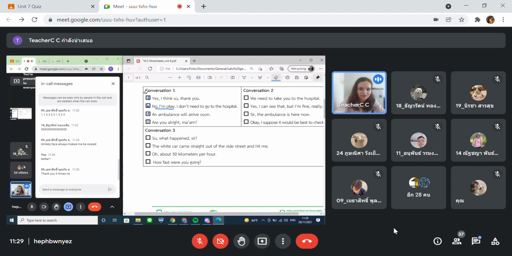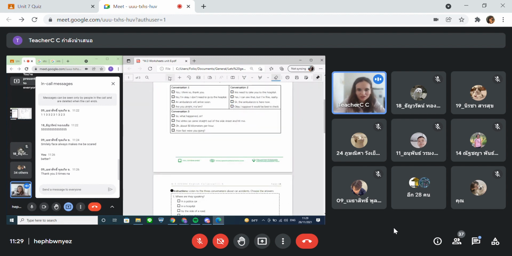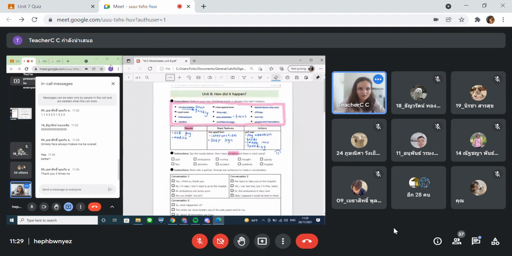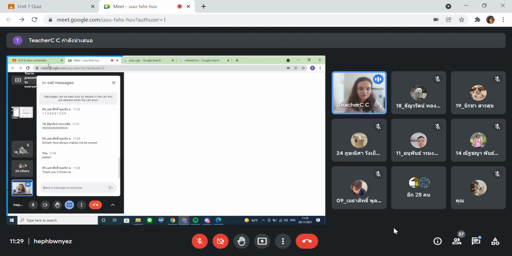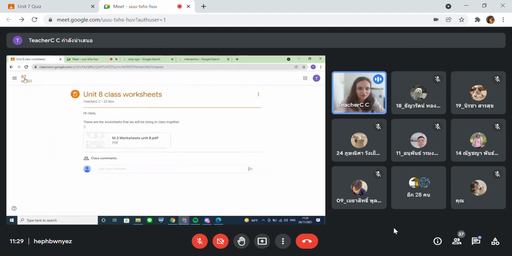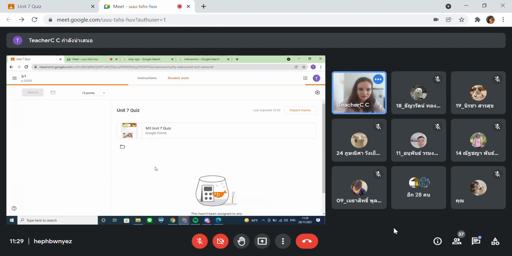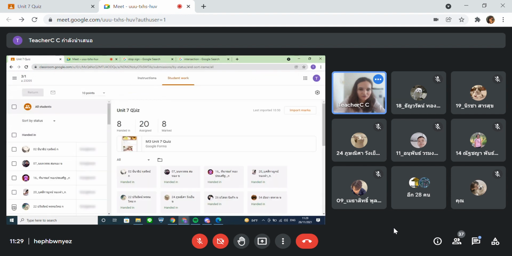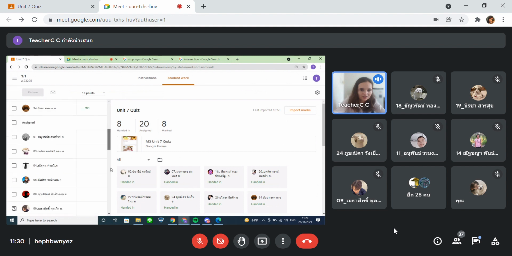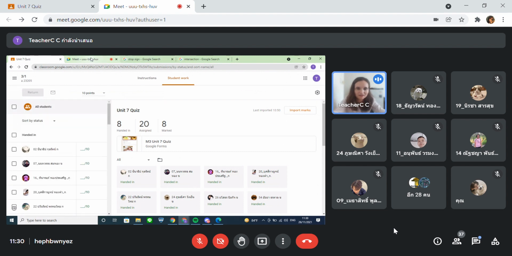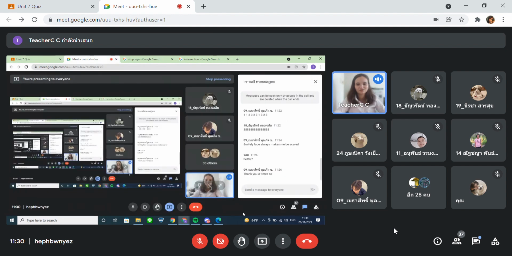Okay, class, I've written down where we've got to, and next week we will start on conversation 3, and then we'll carry on with unit 8. Perfect, perfect. The rest of you who haven't done your unit 7 quiz, please do that this week. So, 8 of you handed it in during the lesson. Okay, amazing, I'll mark them. The other 20 of you, please do that this week.